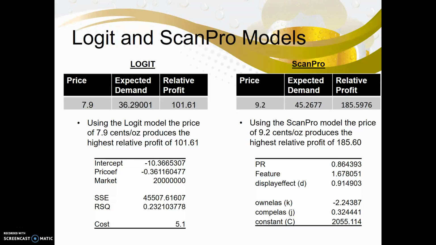What surprised us was that when we broadened the model out using the ScanPro and we included the price reduction effect, feature and display effect, and the competitor's elasticity, we got a recommended profit maximizing price of 9.2, which is significantly different from the Logit model. So we believe the Logit probably holds better because given the relative elasticity of the product, we want to keep price as low as we can.